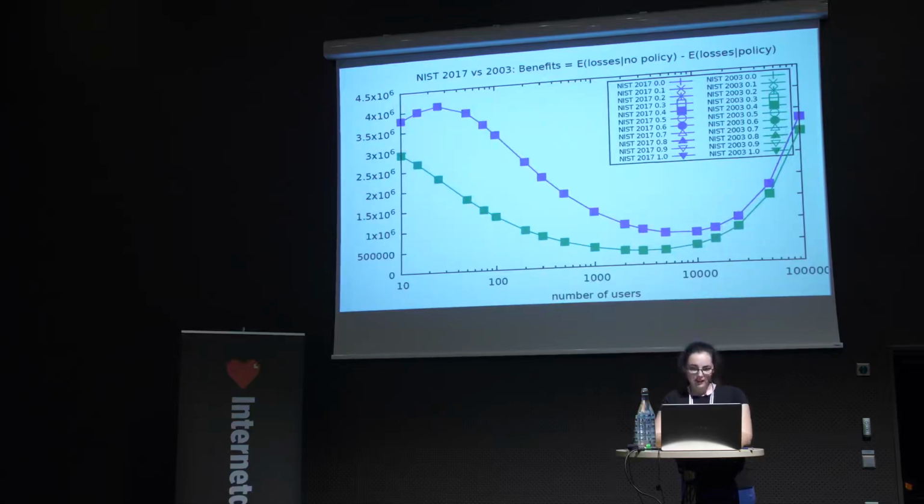So you can see that at 100, if you have 100 users and you use the NIST 2003 policy, then your benefit of having that policy is going to be about $500,000. And the benefit of having the NIST 2017 policy is about 1.5 million. So that's already a good sign for the NIST 2017 policy.